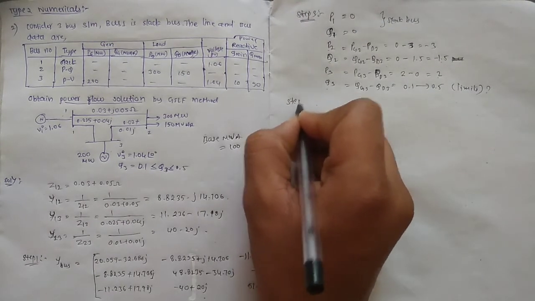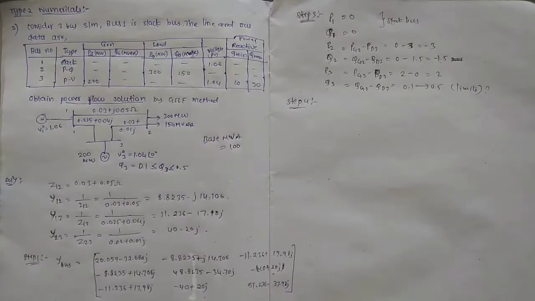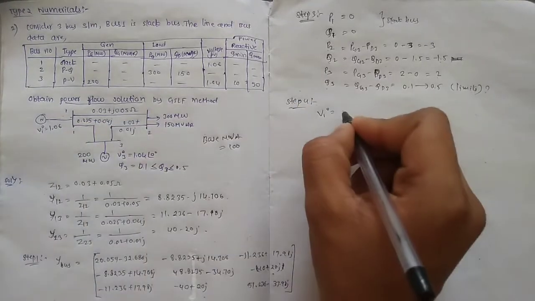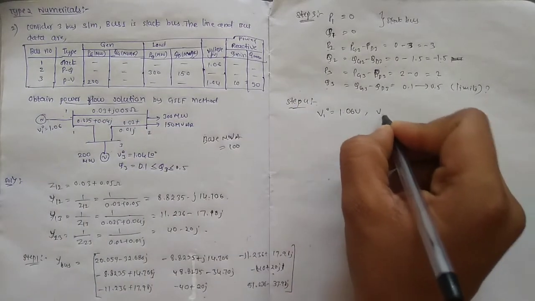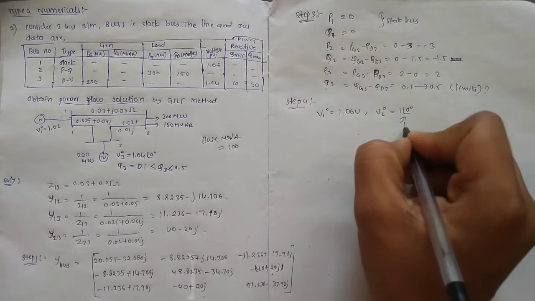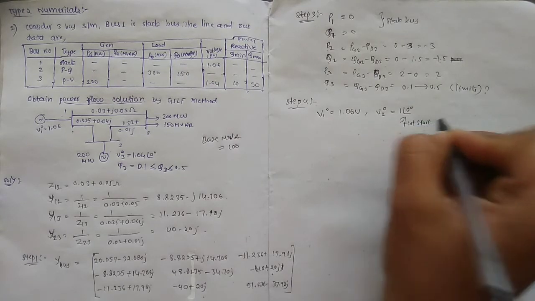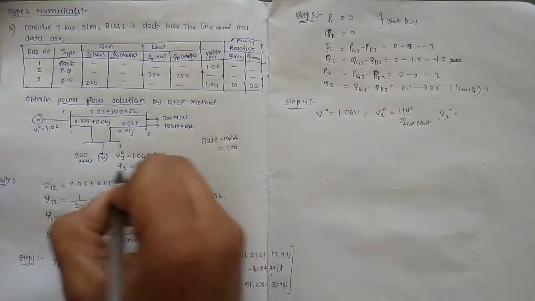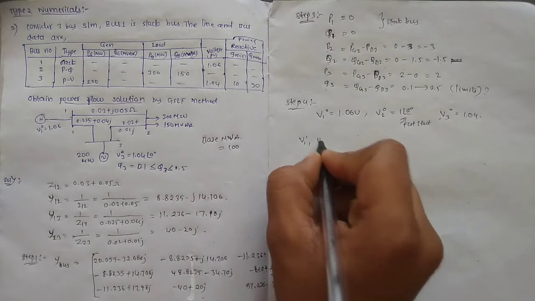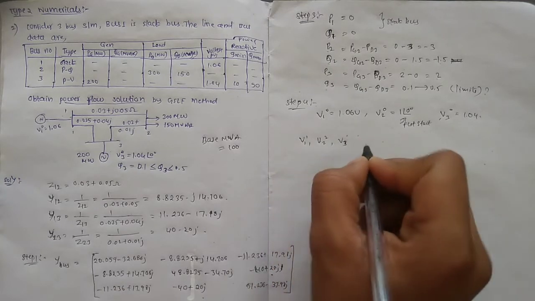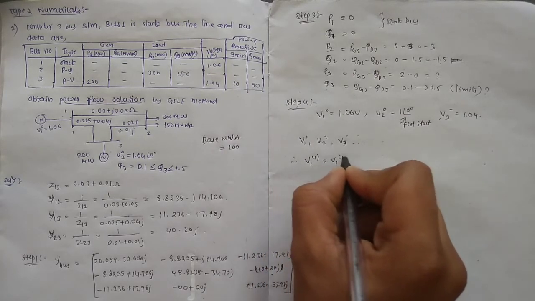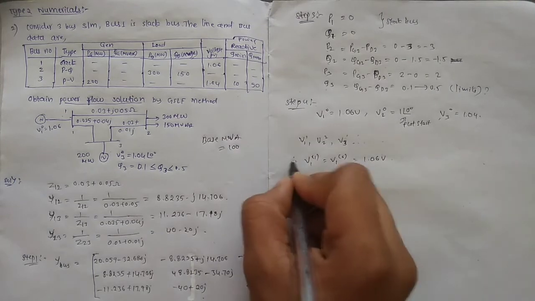Our next step is calculating voltages. Since V1(0) is given, that is 1.06 volts, and V2(0) is not given, we assume a flat start, 1 angle 0. V3(0) they gave as 1.04. Now we need to calculate V1(1), V2(1), V3(1). Therefore V1(1) is equal to V1(0), which is 1.06.